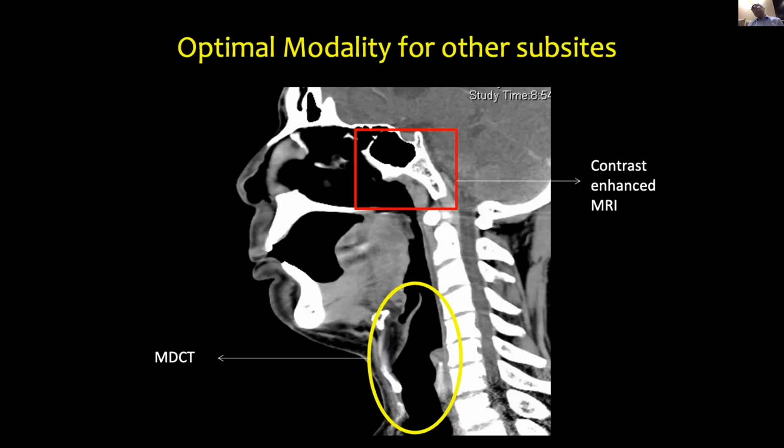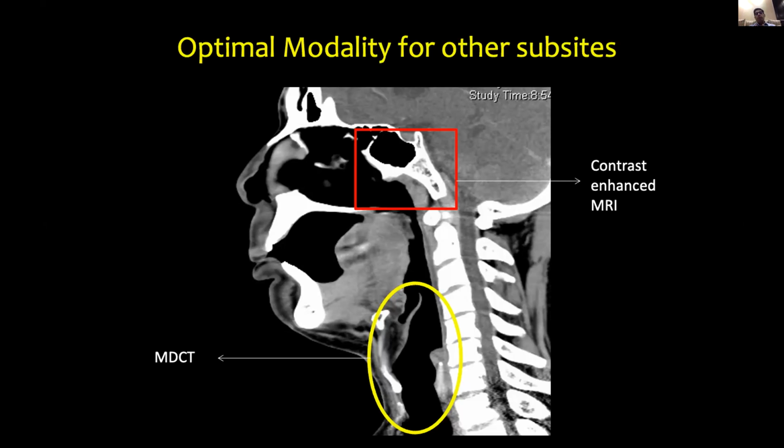For larynx, there is a debate going on, and there are two schools of thought. Personally, I advocate using MDCT of the larynx. Reason being, we are well accustomed to reading MDCT. It is a very quick modality. You do not get deglutition artifacts. Patient comfort is there, and MR is used as a problem solving tool where the cartilage is not ossified, and we will see those examples as well.